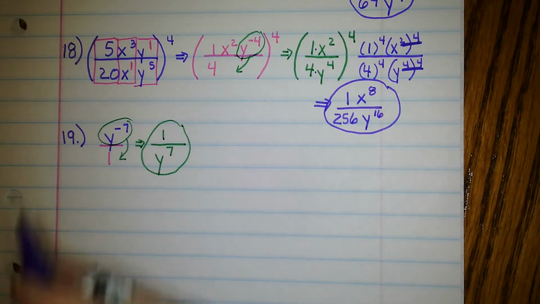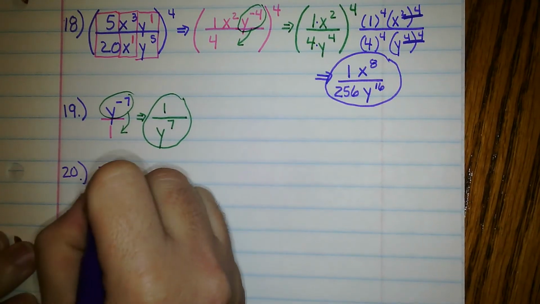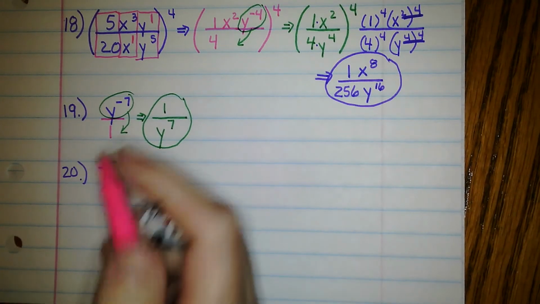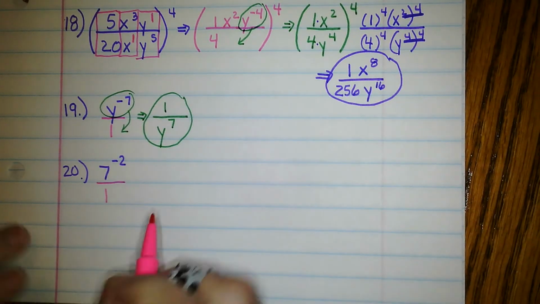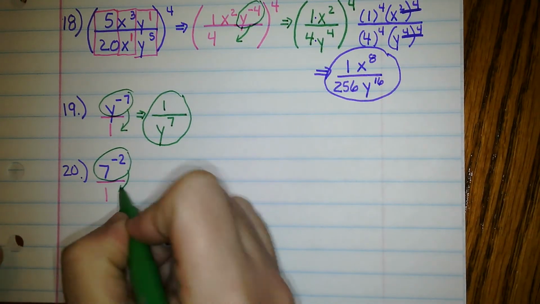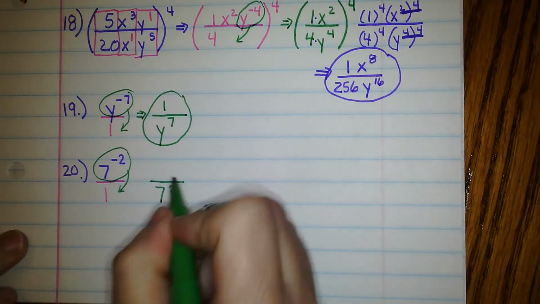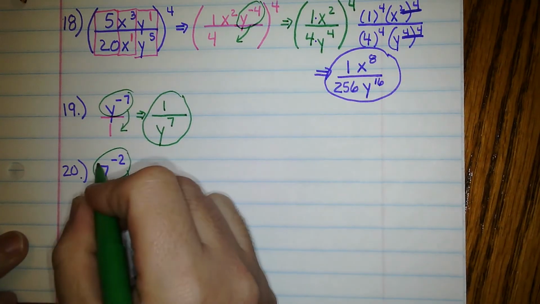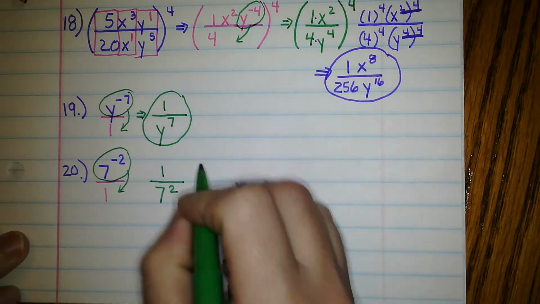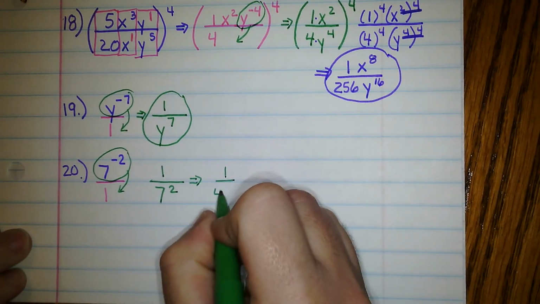Next one, number 20, 7 to the -2. So again, this is a negative exponent. We're going to put it over 1. We're going to change position by bringing this negative exponent downstairs and making it positive. And of course, that means that there's a 1 up top because there's always a 1 times this. And then, of course, you can expand this a little bit more, and 7 squared is 49.